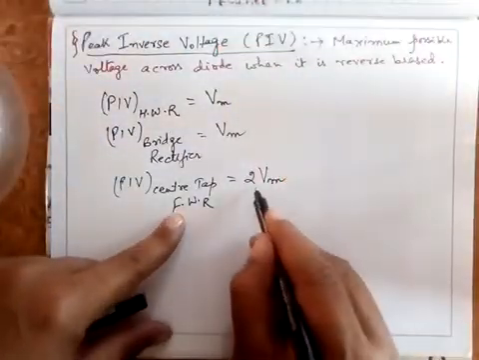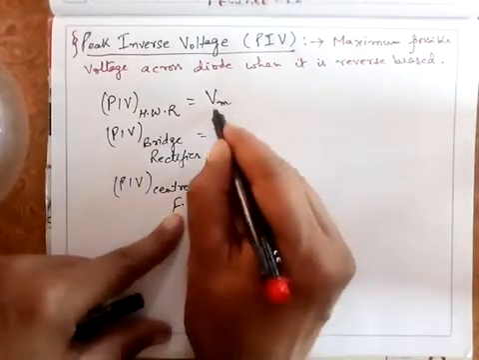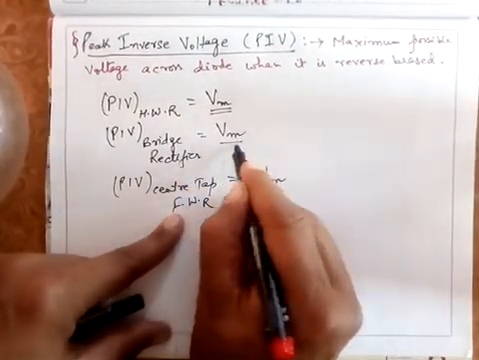So the peak inverse voltage in a center tap full wave rectifier is twice Vm, while in case of a half wave rectifier or a bridge rectifier, it is only Vm.